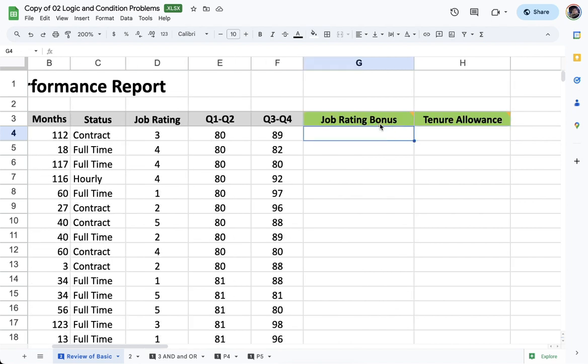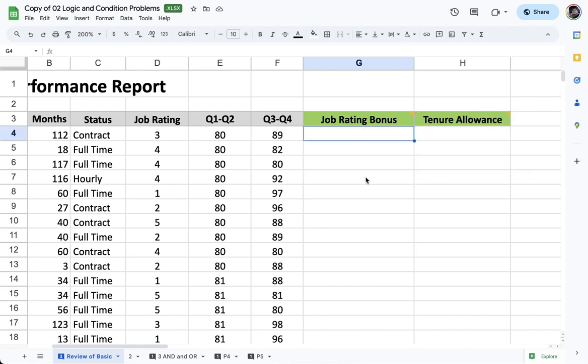allows us to create logical statements and then produce values out of that logic's answer. So for example here, if the job rating is less than 4, then we have to put in this cell a bonus of 3,000 and otherwise a bonus of 5,000.